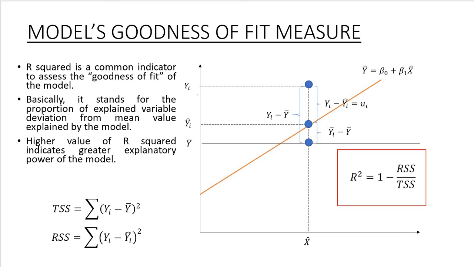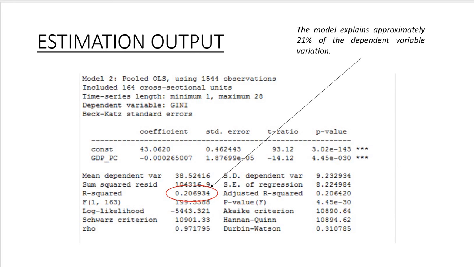You typically interpret it as the proportion of variation in dependent variable, which can be explained by the model. So it's always somewhere here in your estimation output. In this case, our model explains approximately 21% of the total dependent variable variation. Of course, more is better, but it's not always that high. Everything depends on the model and on the data.